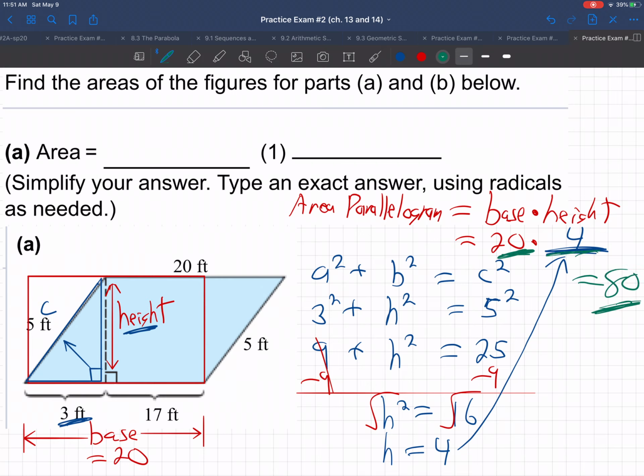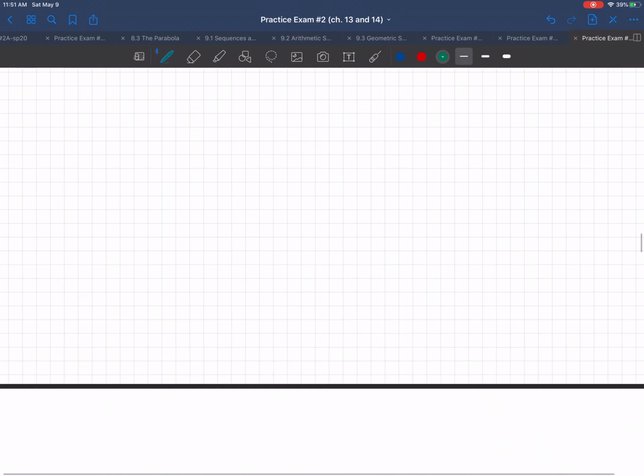is 80. So the area is 80, and that's got to be square units, so that's square feet, right? Because with area, we're always saying how many squares fill up the area. So 80 square feet. Let's go down to part B now.